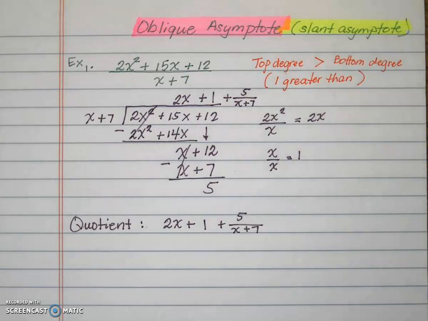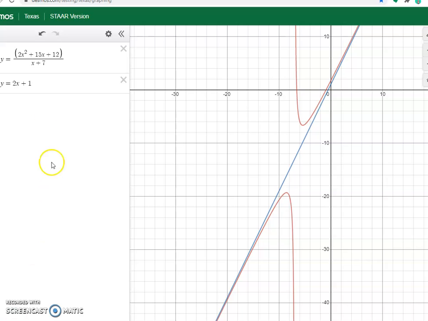Let's go ahead and consult Desmos on this one. Let's plug it in and see what happens to your graph. Plug in your whole equation from the very beginning, which is 2x squared plus 15x plus 12 divided by x plus 7. When that happens, this graph shows. When you plug in the linear part of your expression, it shows you that y equals 2x plus 1 is your oblique asymptote.